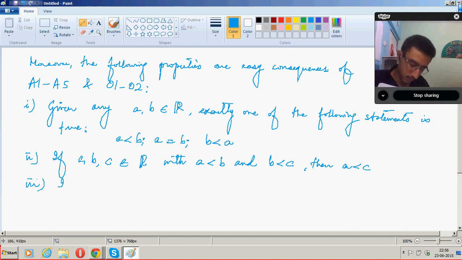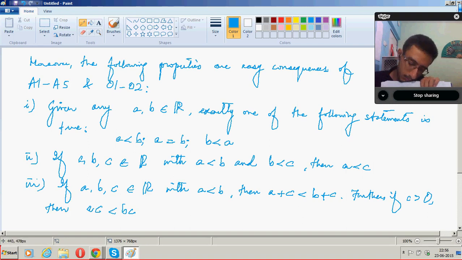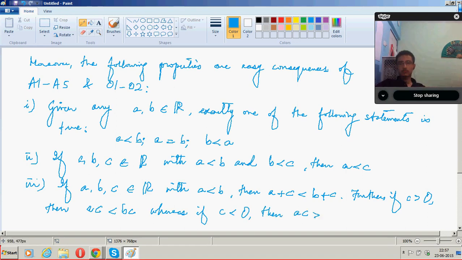Third, if a, b, c belong to reals with a less than b, then a plus c is less than b plus c. Further, if c is greater than 0, then ac is less than bc, whereas if c is less than 0, then ac is greater than bc.